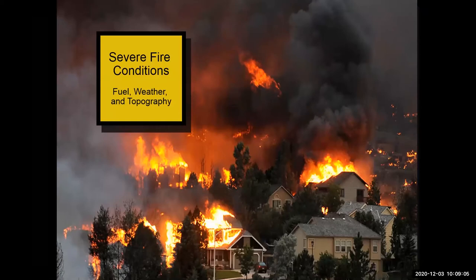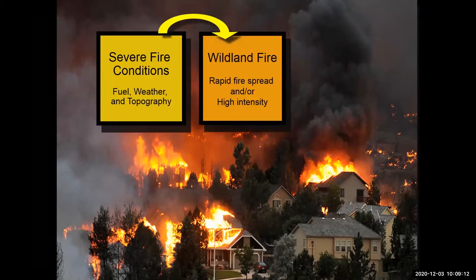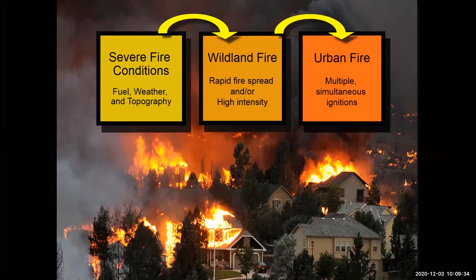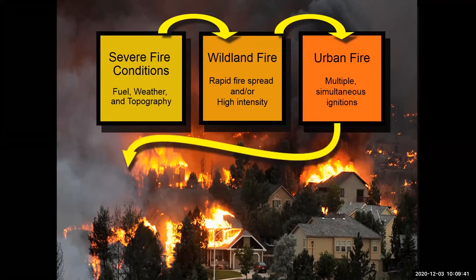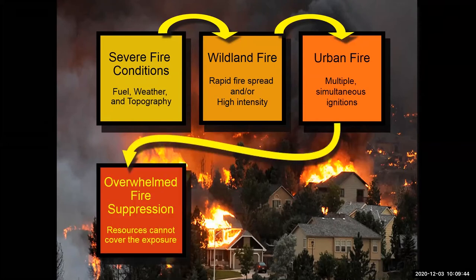The combination of fuel, weather, and the topography given an ignition produces a rapid fire spread and rapid growth rates. It's not just the flame front that's spreading rapidly, it's the burning embers lofted in front that also increase these growth rates to unheard of kinds of rates, and of course the high intensities that generate the burning embers. Then given ignition vulnerable structures in our communities, we have multiple simultaneous ignitions of homes that overwhelms fire suppression. The resources cannot cover the exposure and definitely cannot cover the burning homes that occur.